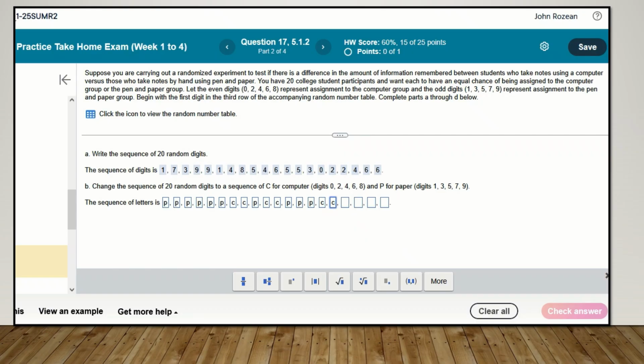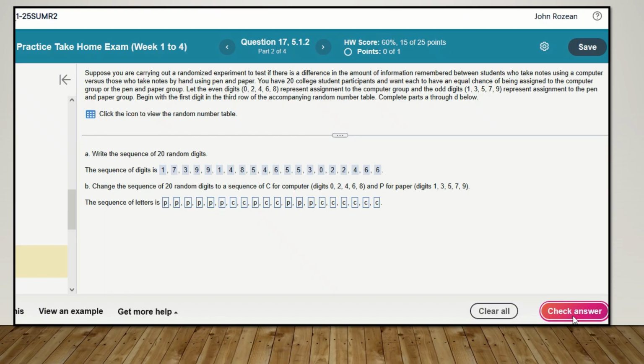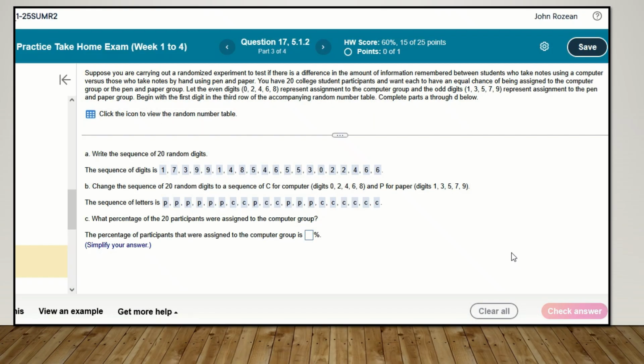2 is even, so it gets a computer. 2 is even, so it gets a computer. 4 is even, it gets a computer. 6 is even, it gets a computer. And 6 even, we get a computer. Let's check it. There we go. Notice it started off pretty chaotic with all papers, but it kind of evened out. So now we just got to count up.